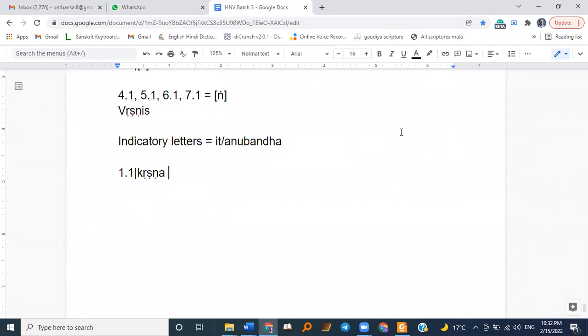Krishna Yukta Su. 1-1 stands for Prathama Vibhakti, first case, singular, ekavachana. Krishna is the Prakriti and Su is the Pratyaya. Prakriti Purva, Pratyaya Paraha. So when we have Prakriti and Pratyaya, Prakriti comes first and the Pratyaya comes second. Okay, so Krishna Yukta Su. Now U is an indicative letter.